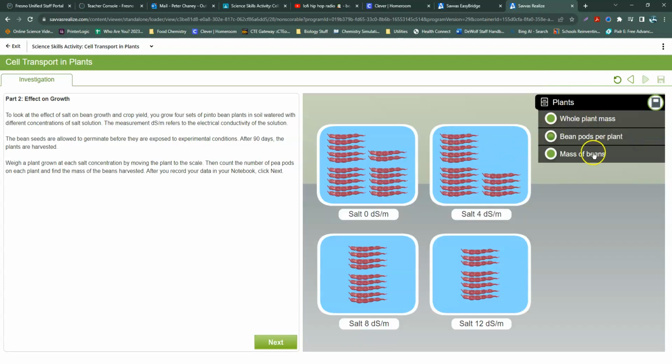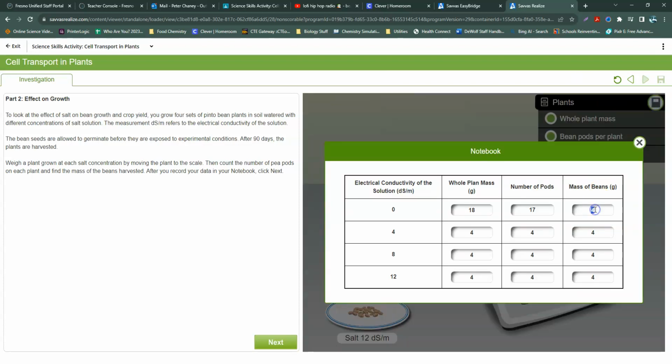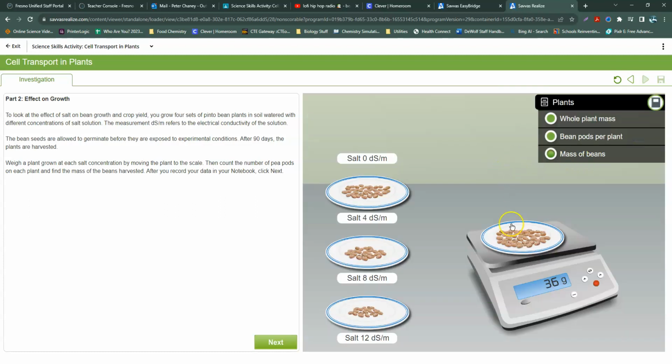So we need to go to mass of beans. The 0 salt's right there. That's 36 grams. So row number 1, I've done for you. You're going to do the next 3 rows. And again, the textbook's going to grade all this, so you do want to get the correct answer. So once you've got all those numbers in, you're going to get another Next button.